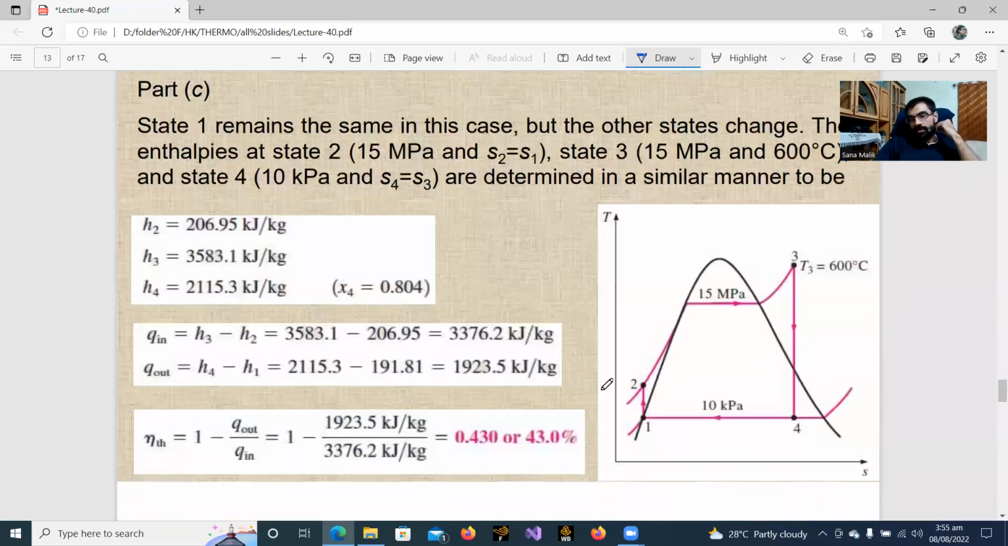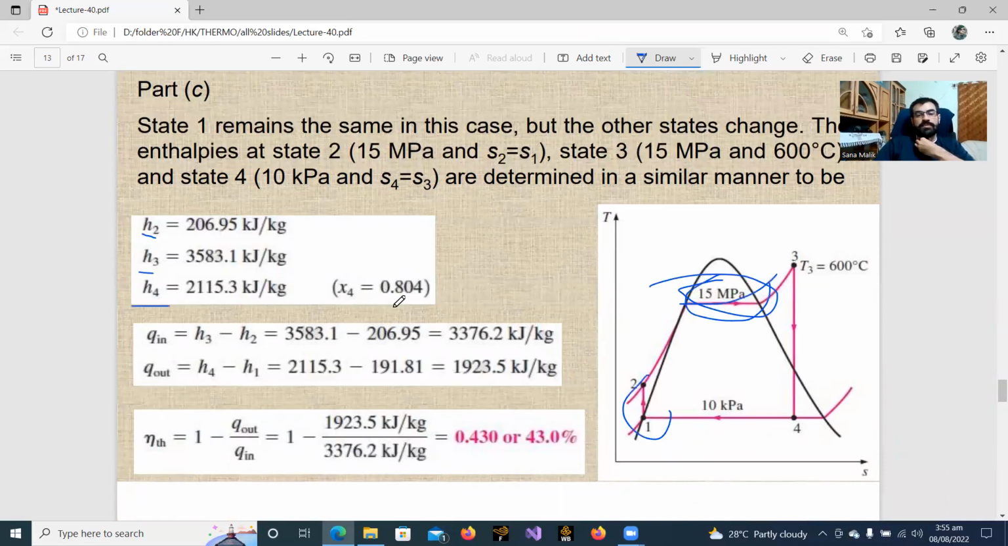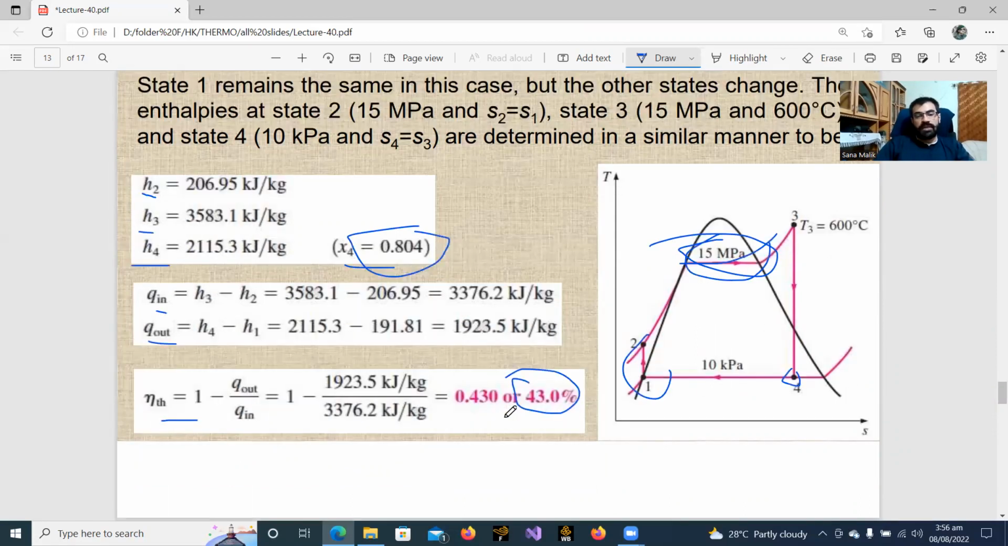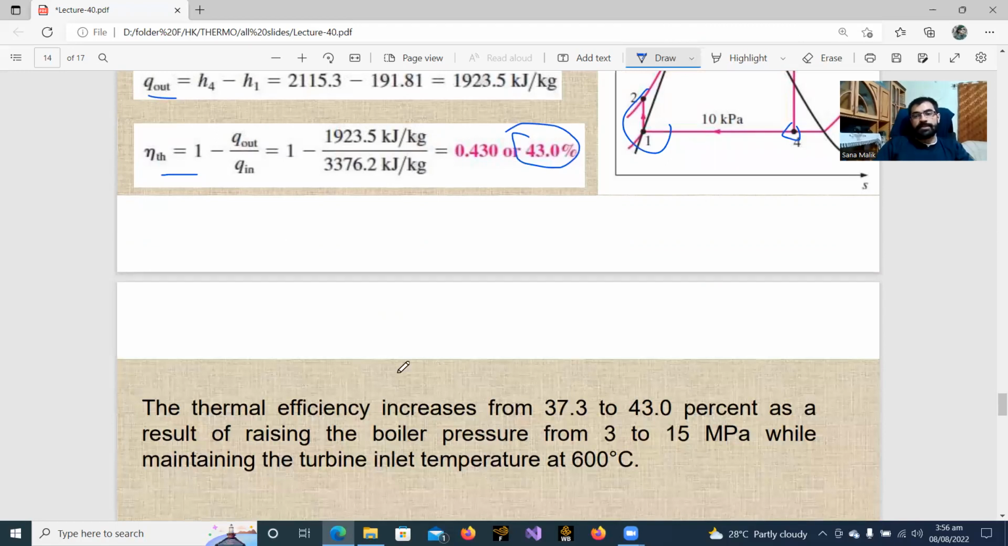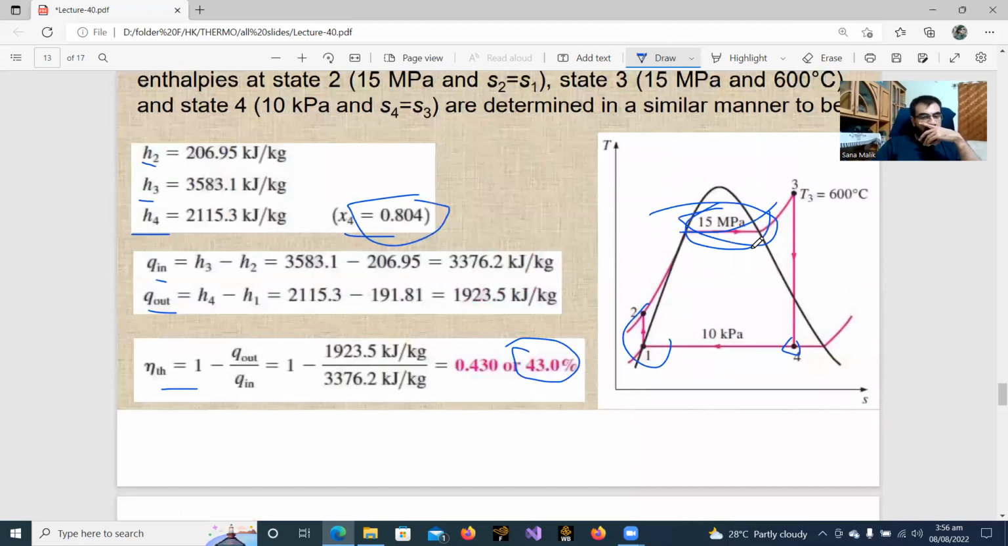For part C, you have to increase the boiler pressure. State 1 remains the same, but state 2 is changed because of the boiler pressure. So we located H2, H3, H4, X4. The moisture content has increased. We find Q in, Q out, and the efficiencies. This is giving a much higher efficiency because of the increased boiler pressure, and the moisture content has also increased because of the boiler pressure.